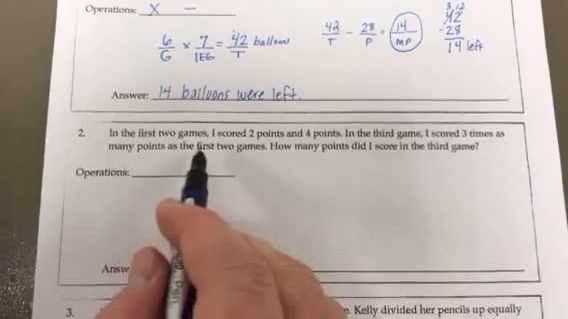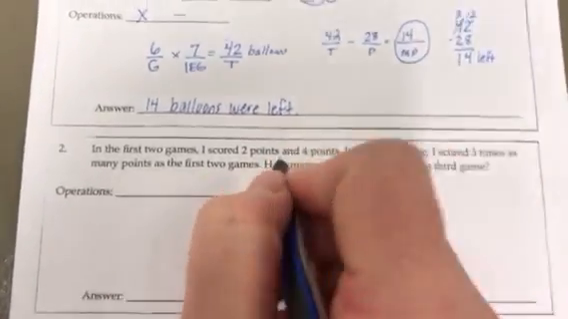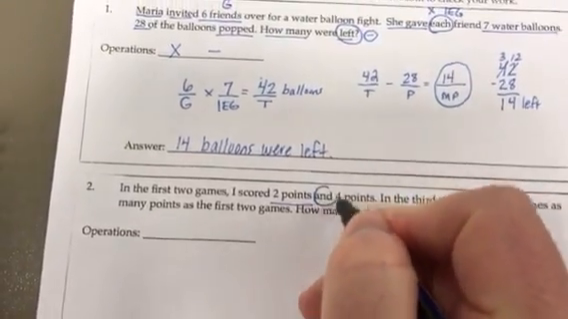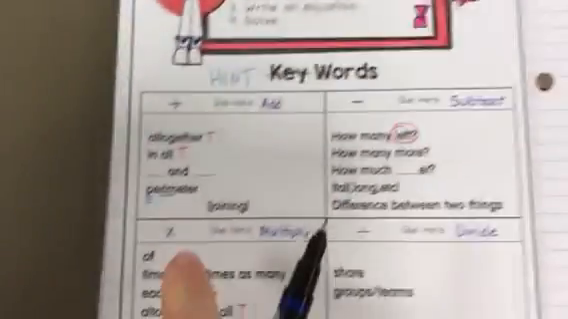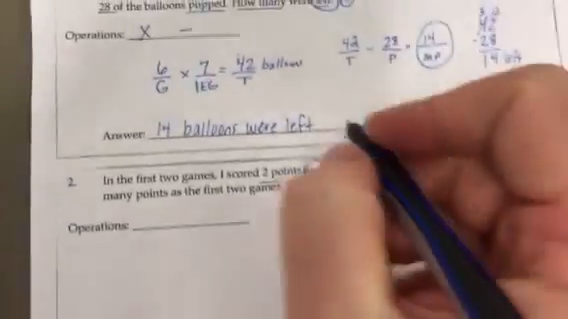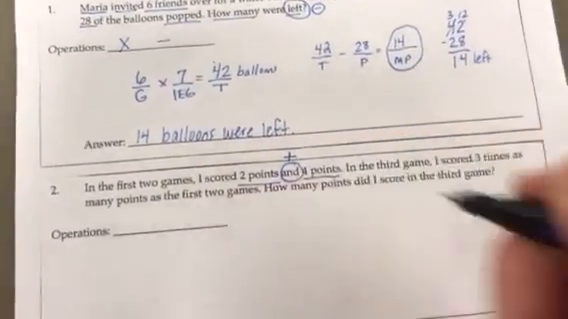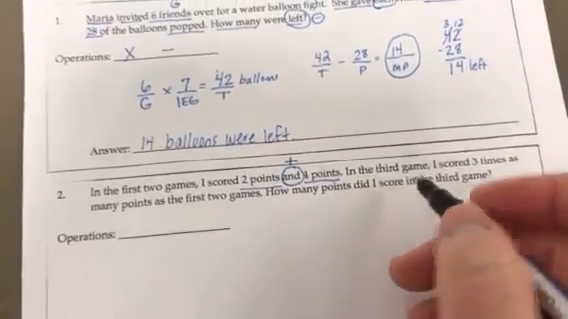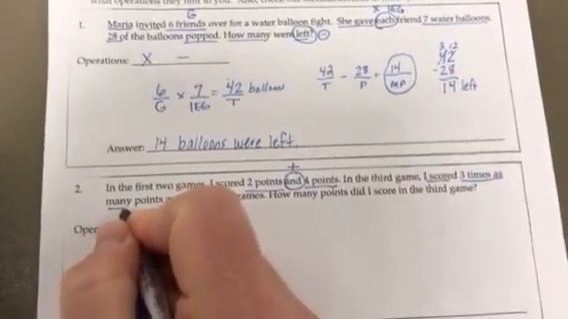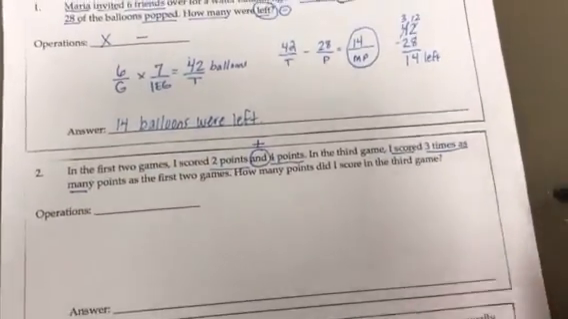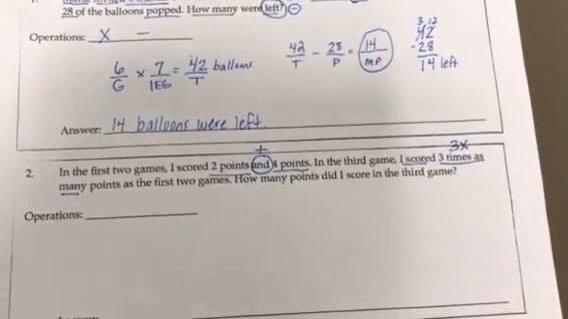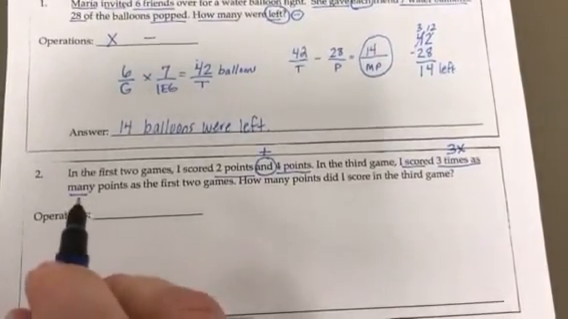In the first 2 games, I scored 2 points, and right away, circle, and 4 points. This is our blank and blank. 2 numbers on both sides mean we're adding, so you should have a little addition symbol above there. In the 3rd game, I scored 3 times as many, and this is where your hands go up like crazy maniacs. 3 times, we write 3x above, so we know that's a multiplication thing. It says times as many.